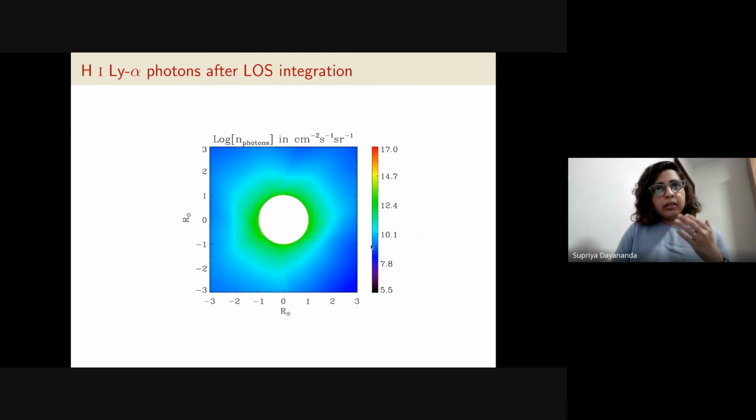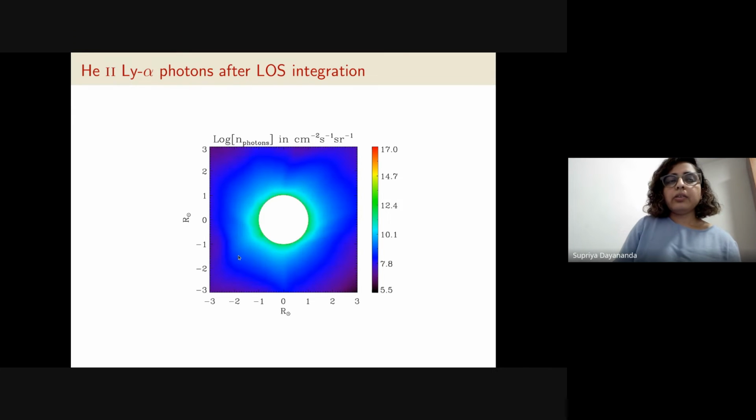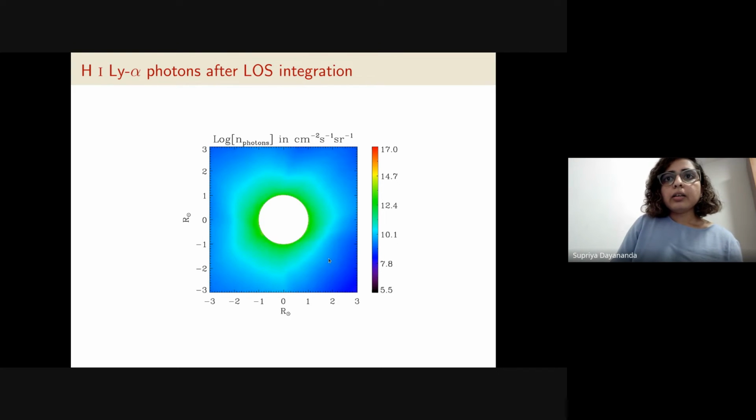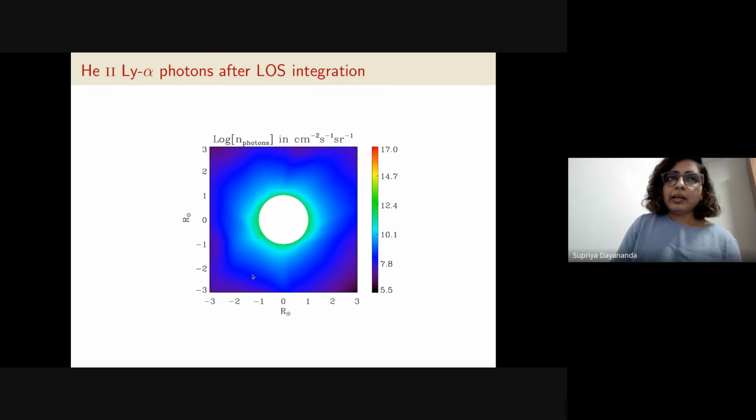Then we calculated the intensity in both these lines for this predictive science model. So here is the intensity of the Lyman alpha line of hydrogen in the predictive science model. And then here it is for the helium-2 line. Again, notice the color scales. And you see that there is more emission of hydrogen than helium.